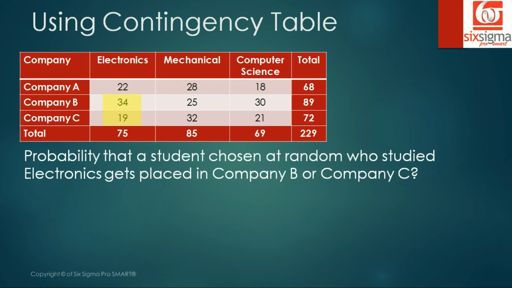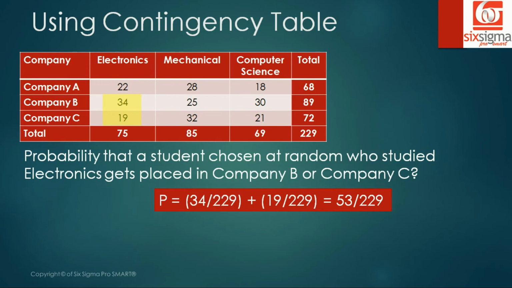So how do we calculate the probability here? Well, it's simple. 34 over 229 for getting placed in company B and 19 over 229 for getting placed in company C. And the total would be 53 over 229, which you can calculate.